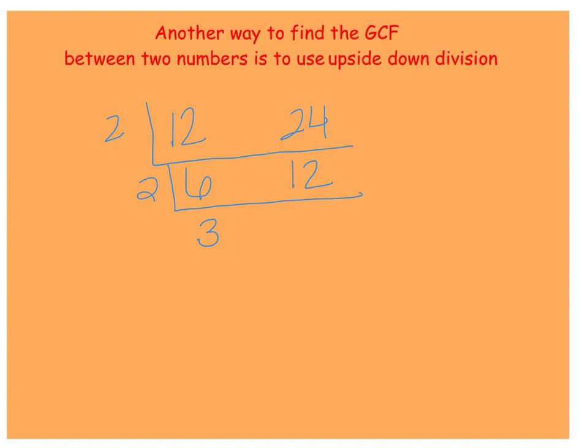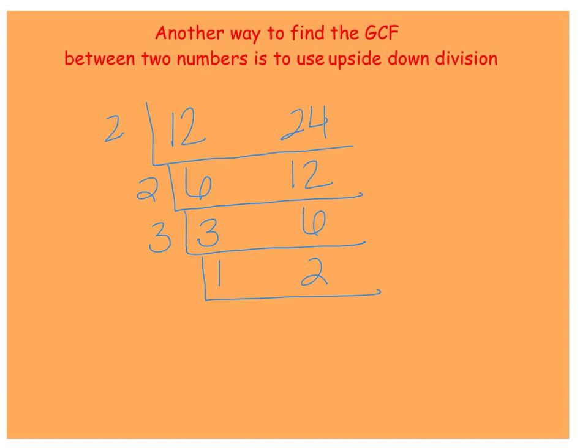2 divides into 12 6 times. Those are not prime numbers, both of them, so I have to keep going. Let's think of something prime that goes into 3 and 6. That would be 3. 3 goes into 3 one time, and 3 goes into 6 twice.